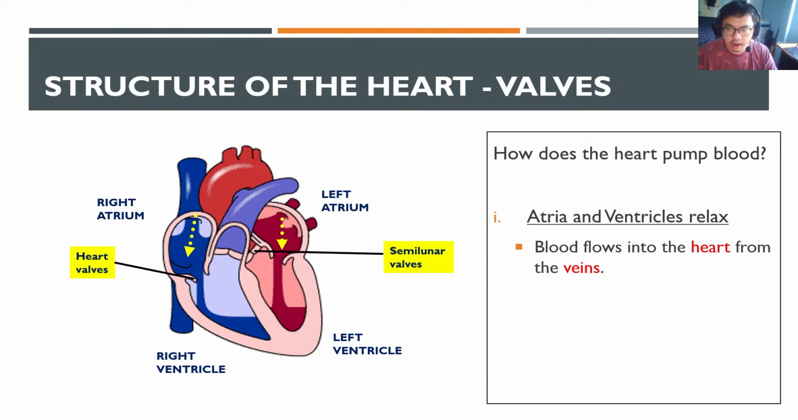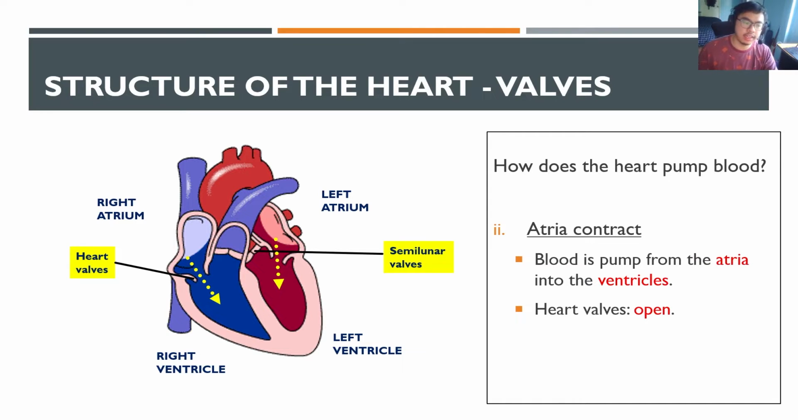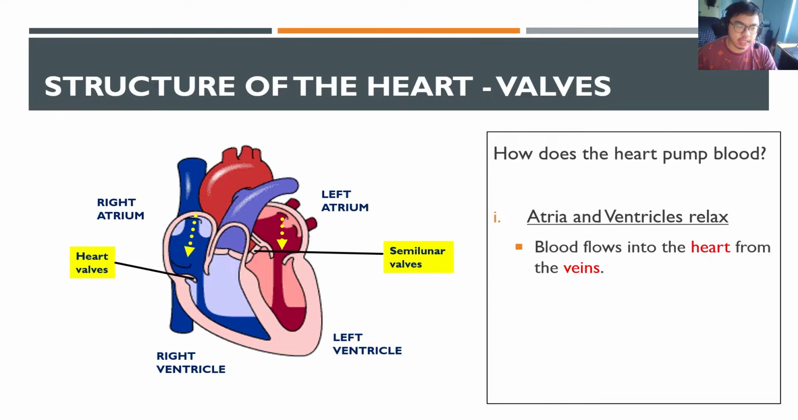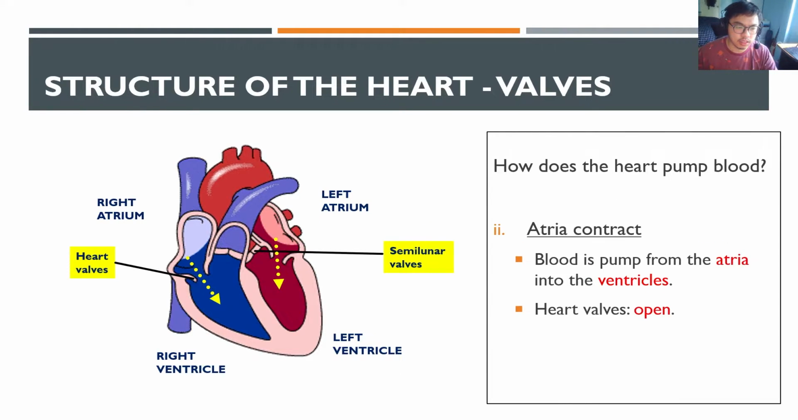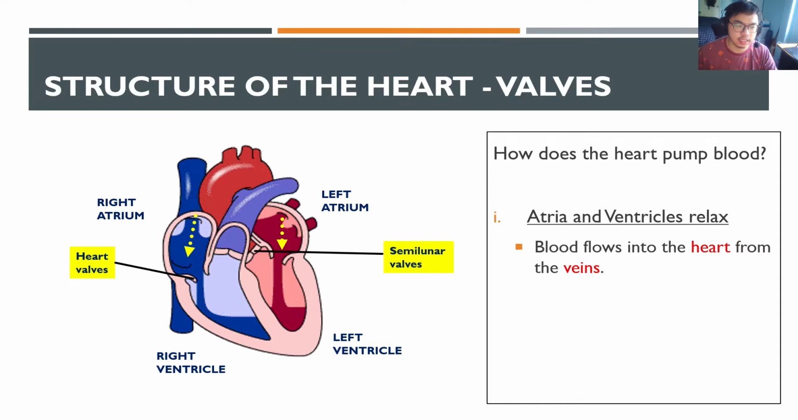So how does the heart pump blood? First, you can see the atria and ventricles relax. When they are relaxing, blood flows into the heart from the veins. After that, the atria will contract. So it'll push the blood into the left ventricle and the right ventricle. In other words, the left atrium and the right atrium will push the blood into the left and right ventricles, like this, you can see.